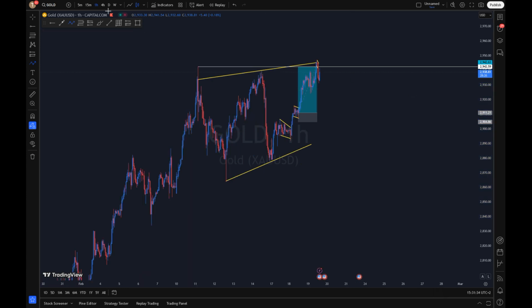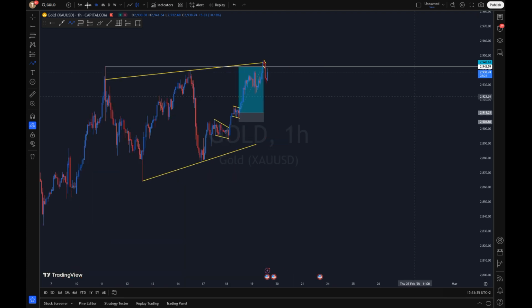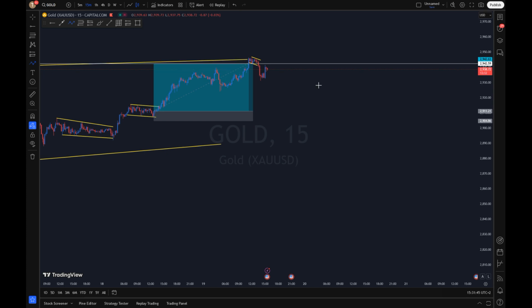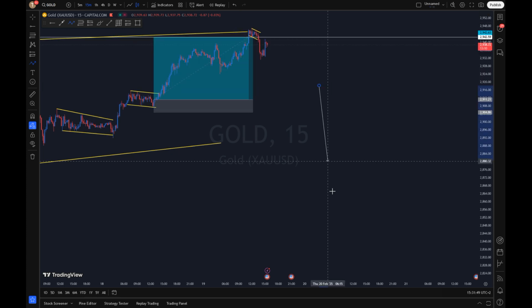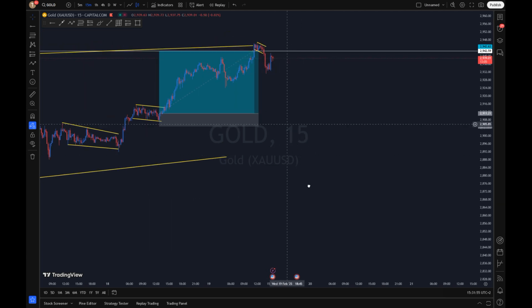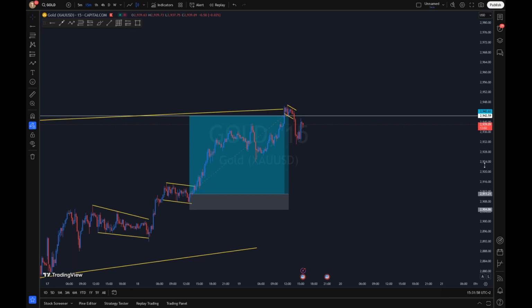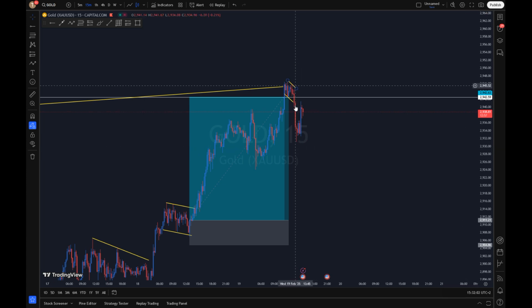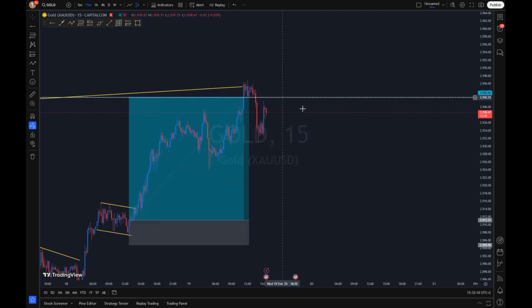I think it's kind of forming a structure. Let me show you the structure I'm talking about, but I'm not sure about this one. Let's go to the 15 minutes and show you. I was looking for another scaling in. As you can see, I identified this smaller continuation pattern right there, but it didn't commit, and I didn't take the entry because price didn't close above my takeout level. So yeah, this is not a structure.